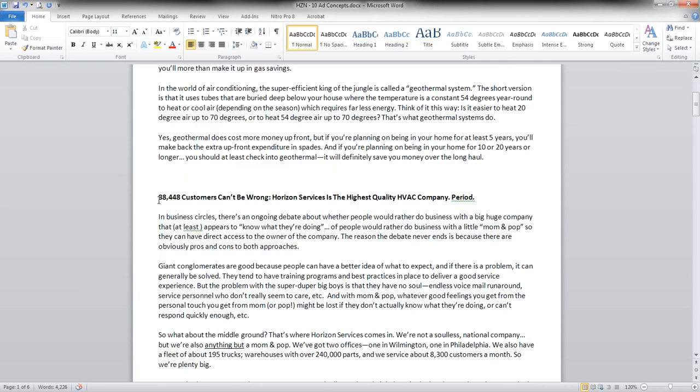What if we change this headline now and we said something like, the debate rages. Do you prefer huge national companies or doing business with mom and pops? Boom. See how this works?